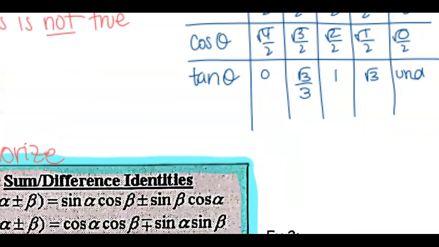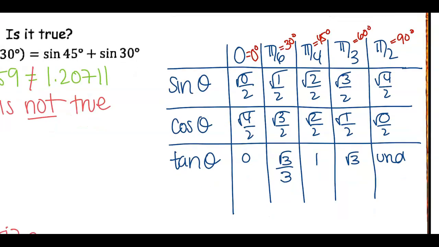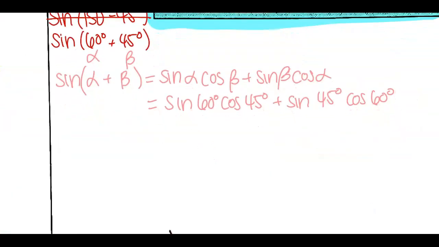So let me scroll back up. Sine of 60 is square root 3 over 2. Cosine of 45 is square root 2 over 2. So we're going to take those two numbers and substitute them in using parentheses. So square root 3 over 2, square root 2 over 2.